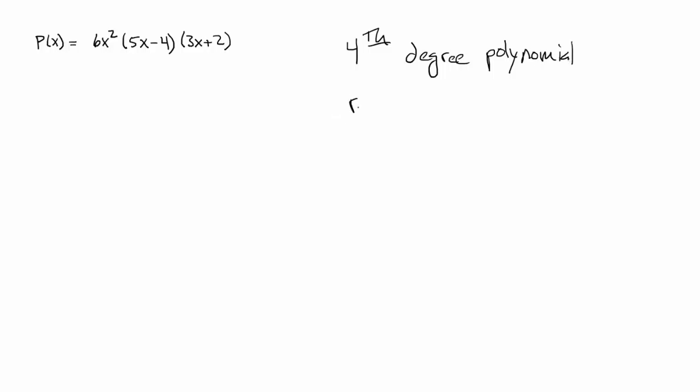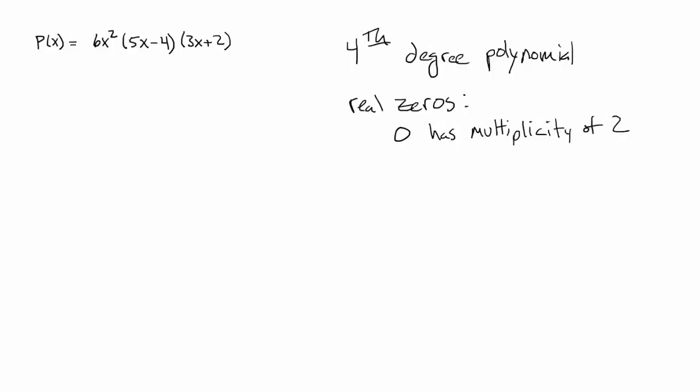And then our real zeros are, now here in the first factor, we have 6x squared, so 0 would be a real 0, and 0 has multiplicity of 2.